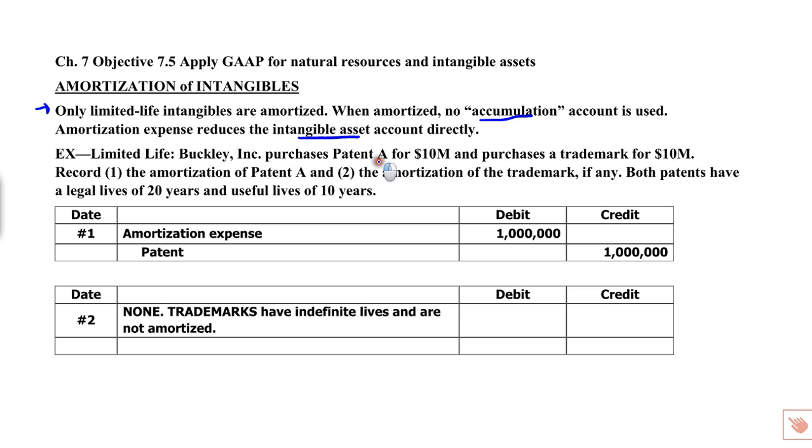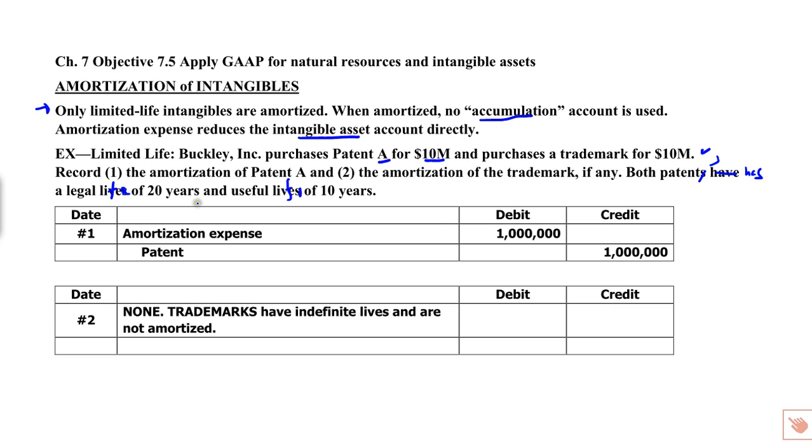So we'll have this problem with patent A. Buckley buys it for $10 million, and then they also buy a trademark for $10 million. Assume the patent, excuse me, the patent has a legal life of 20 years and a useful life of 10 years. Okay?